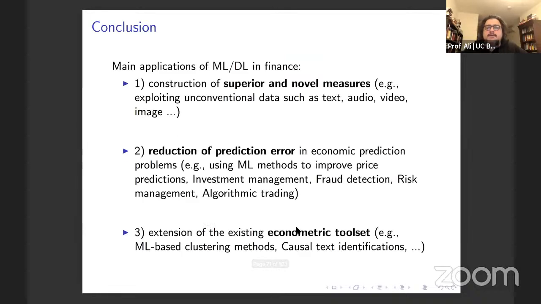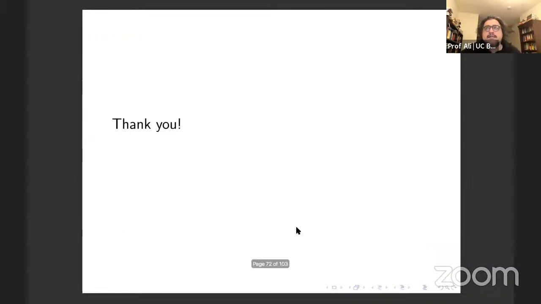So in conclusion, these methods are amazing. They have a lot of applications. There's a trade-off between interpretability and out-of-sample prediction, but they have huge applications in finance in three different categories. One is to handle text data, audio data, video data, image, and other unconventional data. The other one is the reduction of prediction error, with several applications, for example in algorithmic trading, fraud detection, risk management, investment management, price predictions, and things like that. Or you can use them to extend your econometric toolset, like in causality, using this alternative data. Thank you so much. And if there is any question, please ask your question.